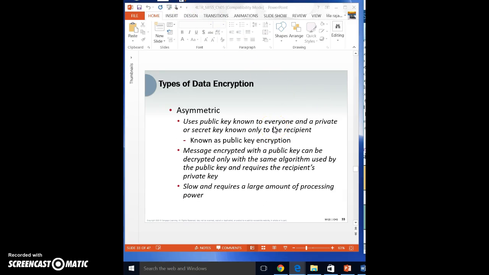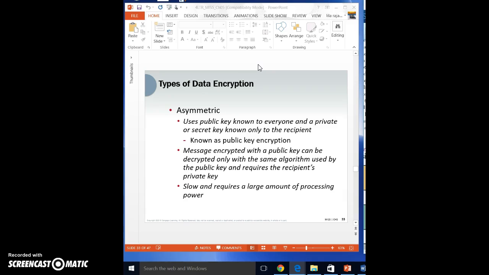So let's look at the difference between asymmetric encryption and symmetric encryption. Asymmetric encryption uses two keys, a public key known to everyone and a private key or a secret key that only the recipient knows. A message encrypted with a public key can be decrypted only with the same algorithm used by the public key and requires that the recipient have the private key too. Anyone intercepting the message cannot decrypt it because he or she does not have the private key. This type of encryption normally works better for public networks, such as the Internet.